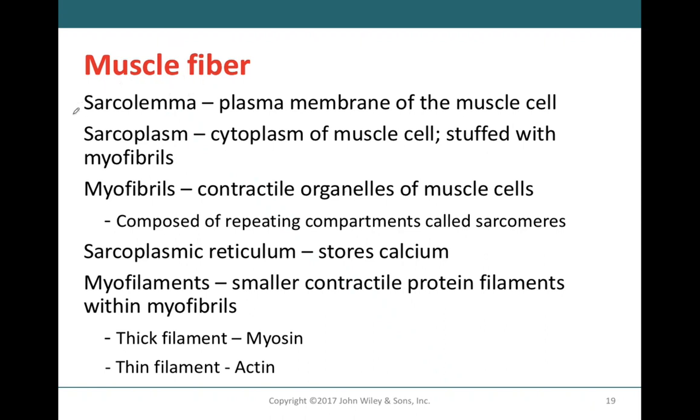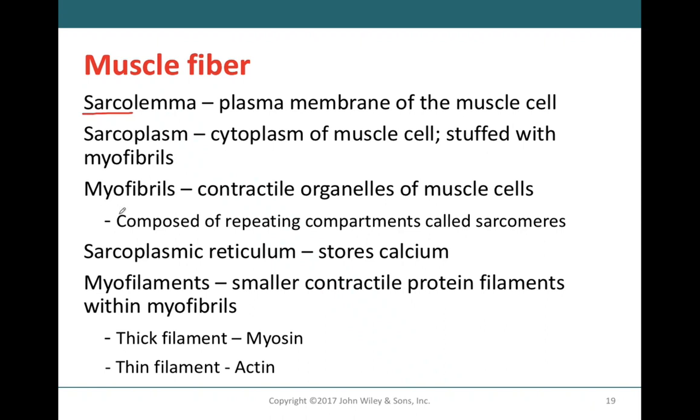So the sarcolemma refers to the plasma membrane of our muscle cell. Myo means muscle, just as sarco means muscle. So sarco will often refer to flesh. So the sarcolemma of a muscle fiber is its plasma membrane. Now sarcoplasm just refers to the cytoplasm of our muscle cell. Every cell is going to have different cytoplasm, but our muscle fiber's cytoplasm is stuffed with myofibrils. Those are those contractile organelles that we see. So myofibrils are what's actually going to be allowing our muscle cells to contract.